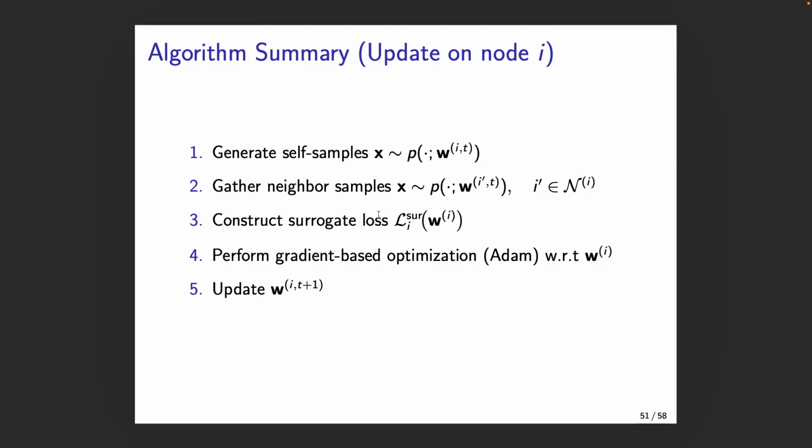For each neighbor, we have parameters for this mixture of Gaussians, and we're going to sample the data points from there. Then we construct this surrogate loss, and then we can use any kind of gradient-based optimization methods, for example, autograd in PyTorch, and update the loss function with respect to parameters on node i, w_i. And that's going to be our parameters on iteration t+1.